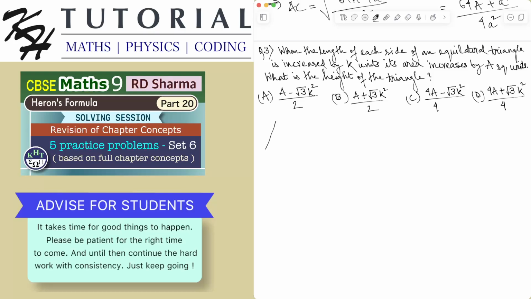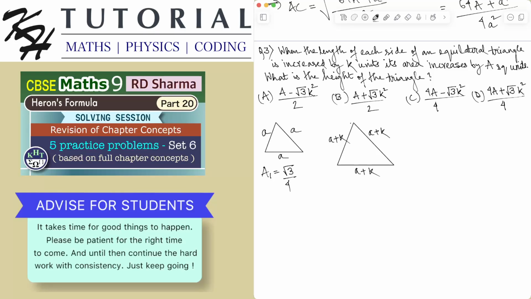Okay, so let's say this is the equilateral triangle. Let's say the length of each side be small a, and let's say this is the equilateral triangle after the length is increased by k units. So this is a plus k, a plus k, a plus k. Now, the question has asked what is the height of the original triangle. The area of the original triangle is square root of 3 by 4.